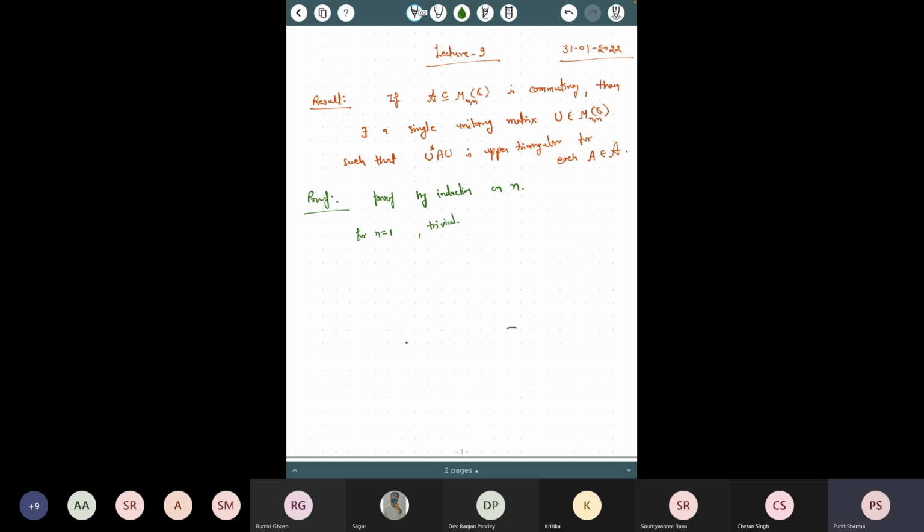Also, similarly, now suppose n is greater than 1. Again, if all the matrices in this family are scalar multiples of identity, then it's straightforward, or you can say it's trivial to check. Also, if A in this family implies that A is equal to alpha I for some alpha in C, then also it is trivial to check, right?